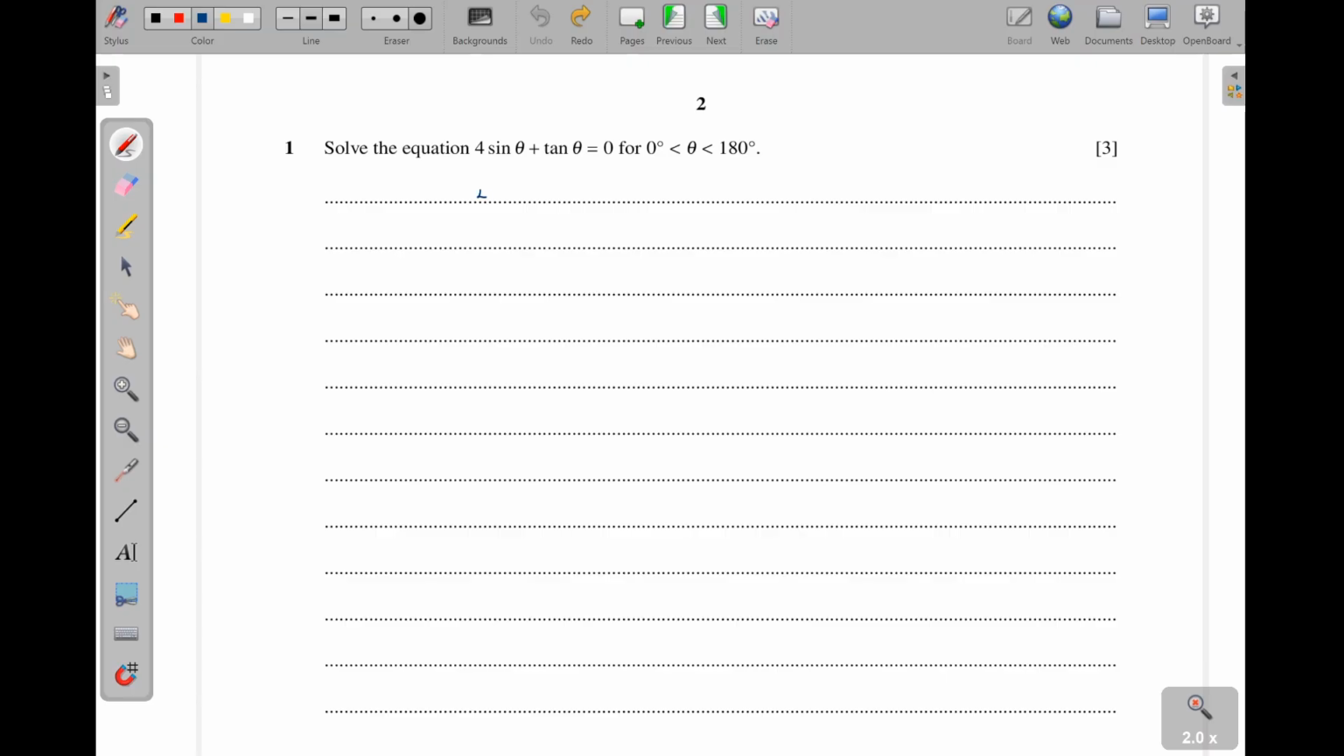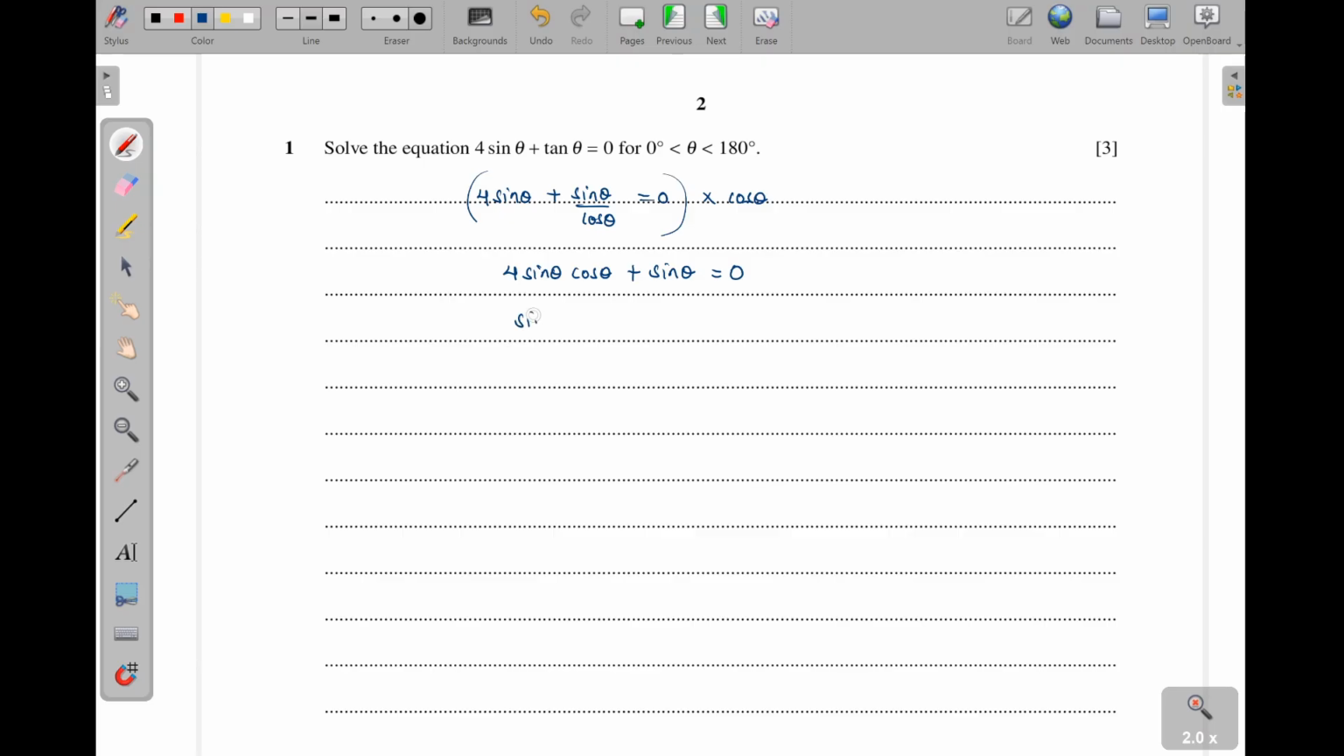degrees. Now we can express this tan of theta in terms of sine and then the cosine, which is equal to 0. Then we can multiply everywhere by the cosine of theta to eliminate this denominator. That means here we shall have 4 sine theta cos theta, then plus, when I multiply it here, it disappears, so we shall have sine of theta, which is equal to 0.